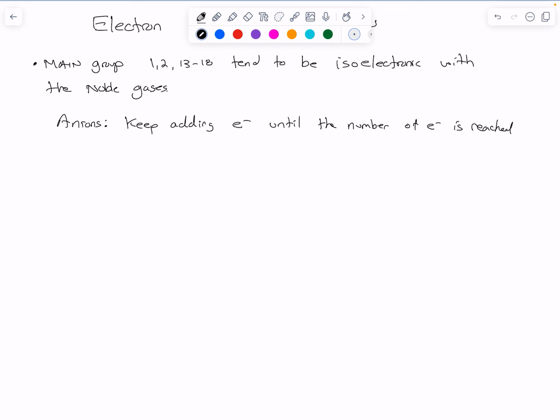Example, O2 minus. So oxygen is 1s2, 2s2, 2p4. Well, I add 2 extra electrons, so O2 minus is 1s2, 2s2, 2p6. And that looks just like neon. Isoelectronic with neon, which is what we expect. So in an anion, you just keep adding the number of electrons you need to add. That's easy. The cations become more complicated.